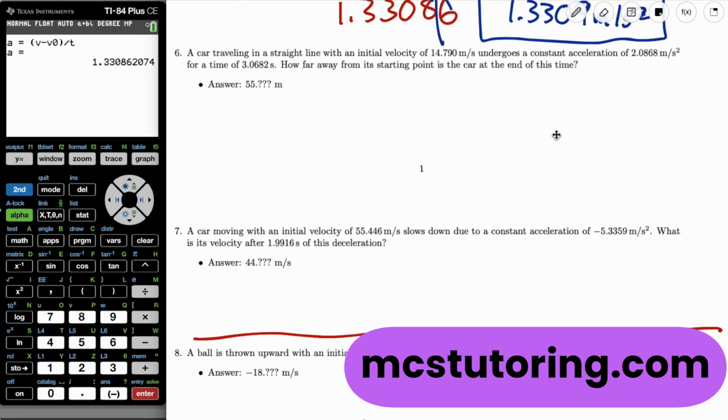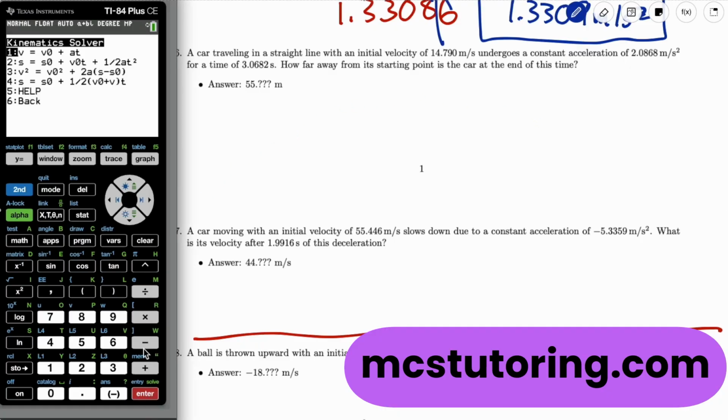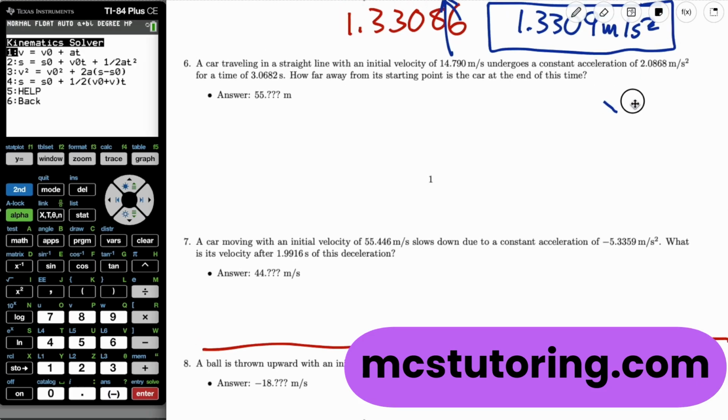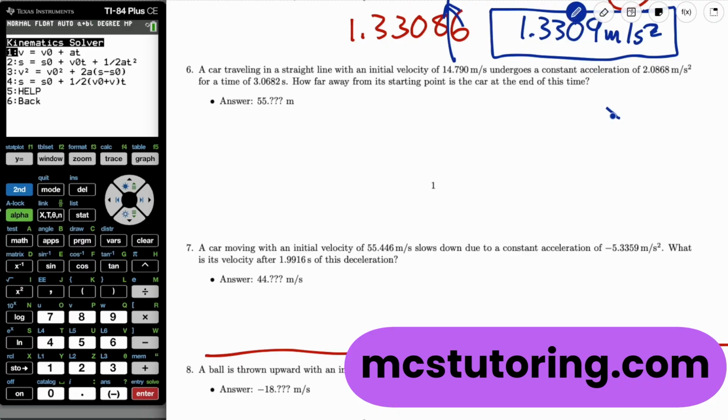Okay, we're just going to do 2 more. Again, it's kinematics. Now, a car traveling in a straight line with initial velocity. Let me label some things here. When we say initial velocity, that's v sub 0, the initial velocity, and it undergoes a constant acceleration of 2.0868 meters per second.